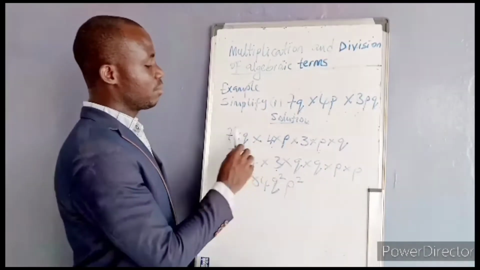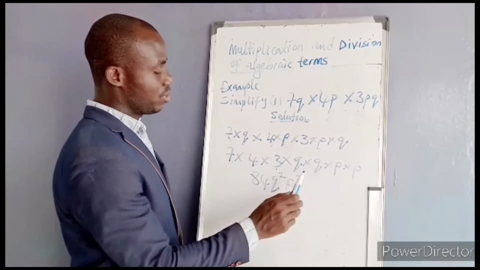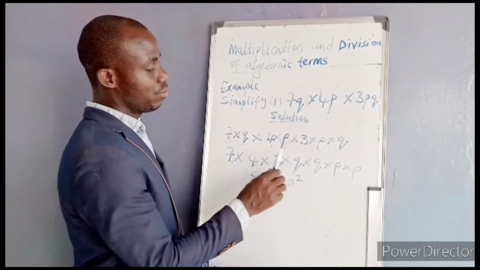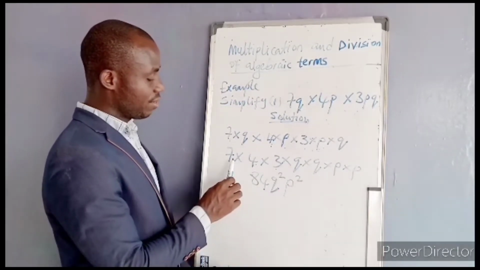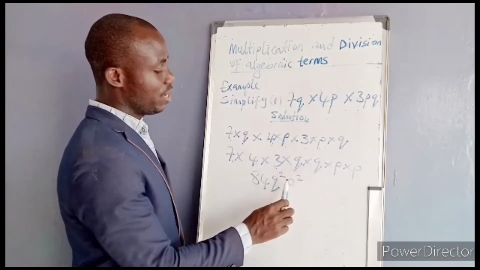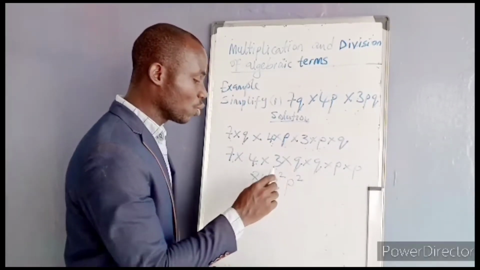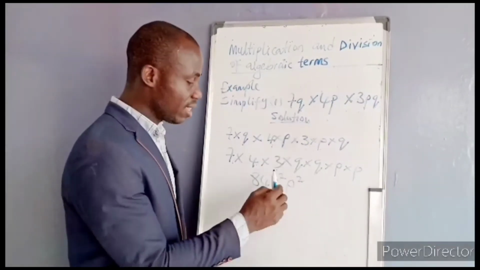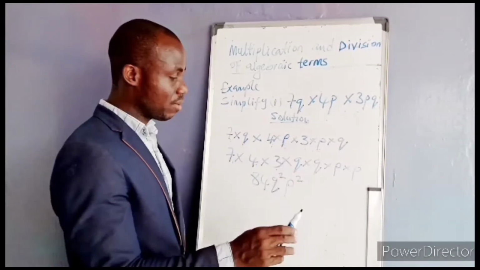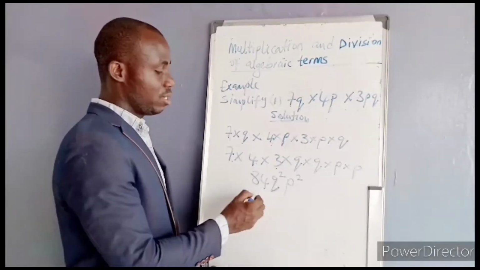Then the numbers, you bring them together. 7, 4, and 3. The letters, you bring them also separate. P to P and Q to Q. Q, Q together, P, P together. So we have 7 times 4 times 3 give us 84. While Q times Q is Q raised to power 2. I told you, if there are 2 Q's, you write 2 on top. If there are 3, you write 3 on top. Because every number is raised to power 1. Every letter also is raised to power 1. So P times P gave us also P raised to power 2. This is the answer to this question.